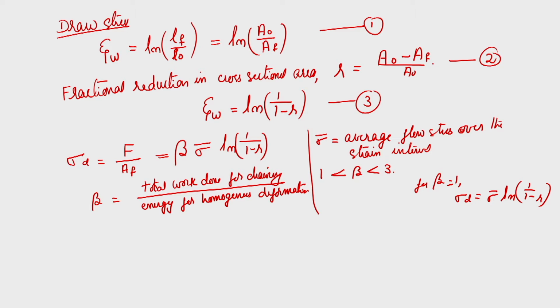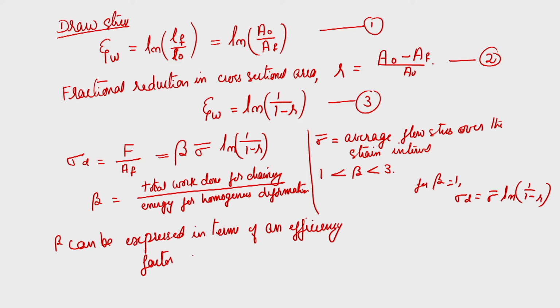And this factor beta we can also express in the form of an efficiency factor, such that beta can be expressed in terms of an efficiency factor eta, which is nothing but 1 by beta. So, it is just represented in a different way.